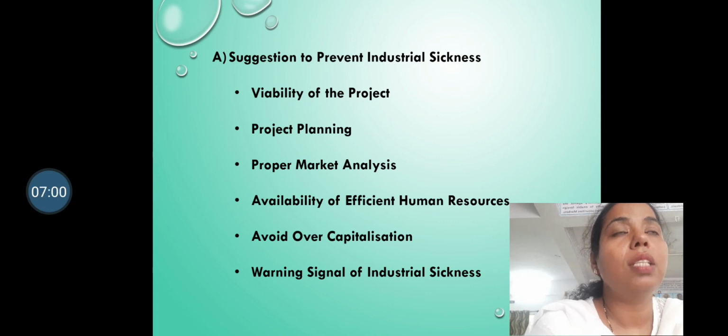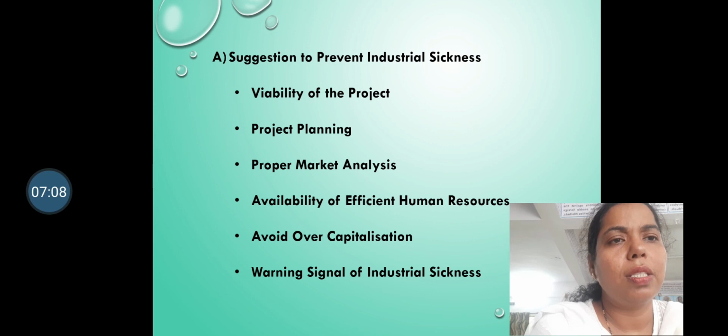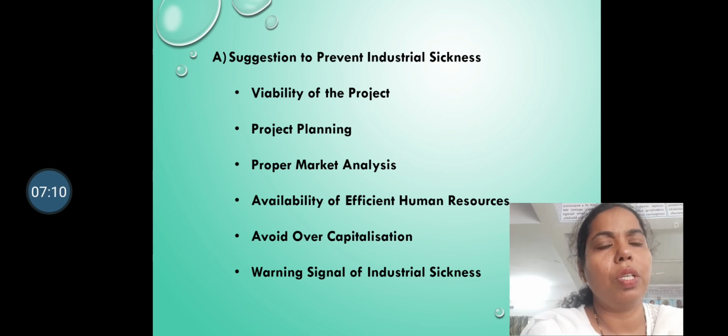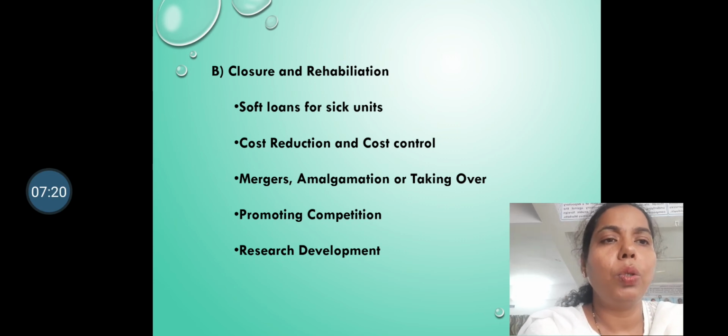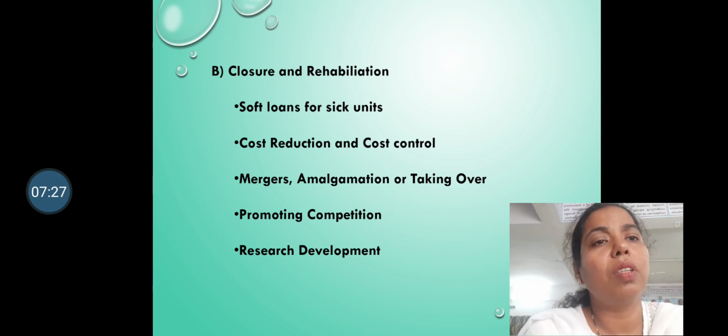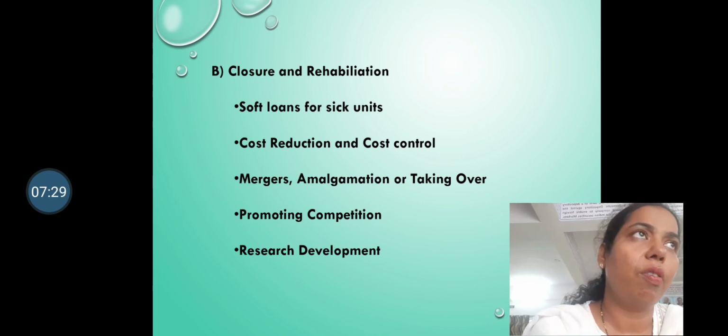And the warning signals of industrial sickness should be seen in advance, in case the firm is seeing certain factors which are actually responsible for industrial sickness. So these are the preventive measures which can be taken to avoid industrial sickness. Similarly, if the unit has become industrially sick, then what measures can be taken? These are related with the closure as well as the rehabilitation.